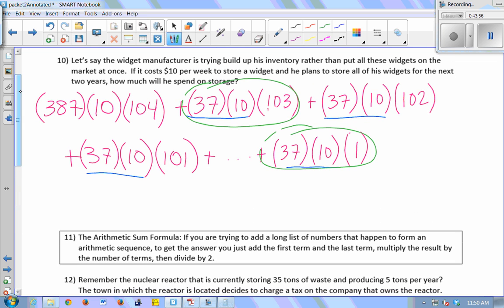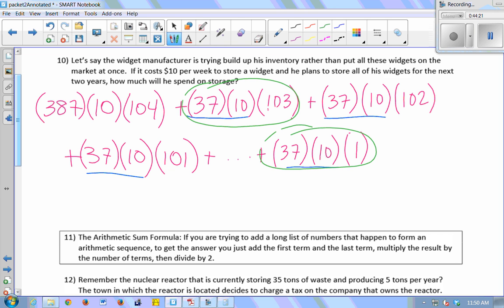The way the question was asked, it said the original 387 widgets will be stored for 104 weeks because they exist already. So they have to be stored for 2 full years. But the next 37 widgets has to only be stored for 103 weeks because they didn't exist for that first week, so they didn't have to be stored.